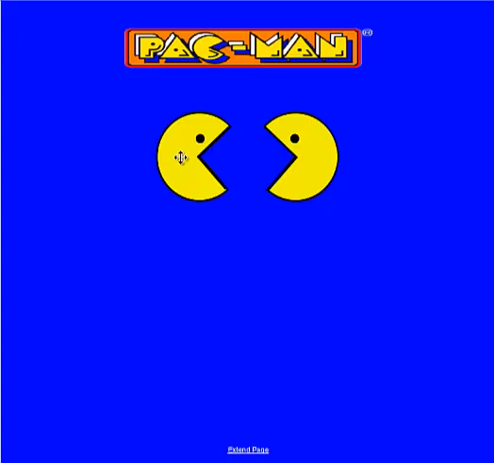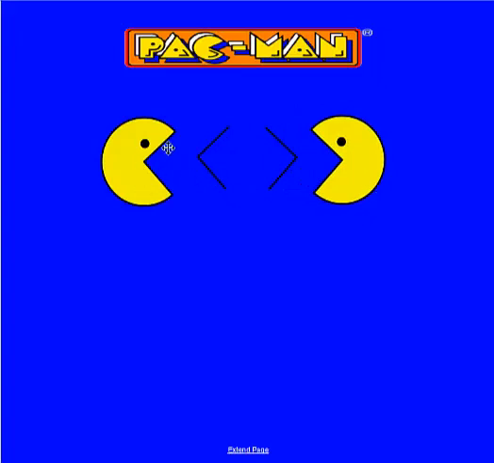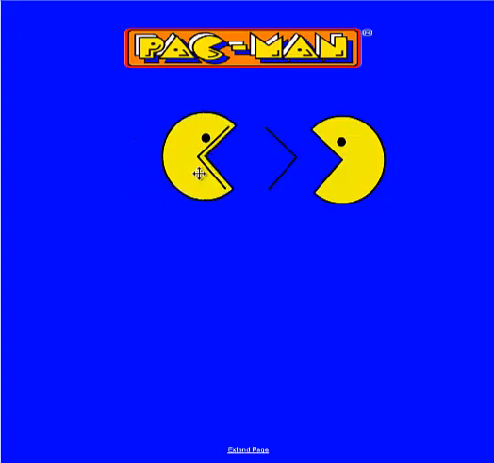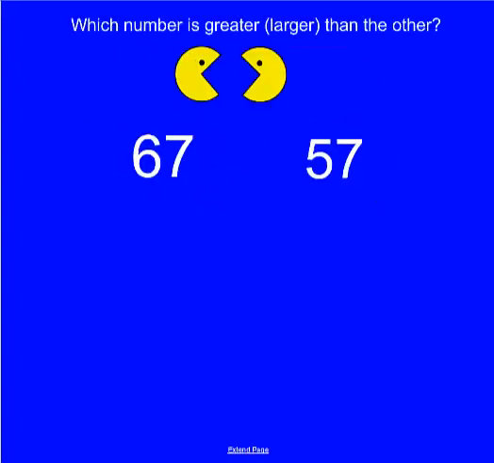So if we remove Pac-Man, he leaves a greater than and less than symbol behind. So if you can remember that the direction of the mouth is where the greater than less than sign goes, and it's going to go in front of the larger number, and we're going to practice that. So which number is greater or larger than the other? That's what the word greater means. It means larger. Which number is larger?